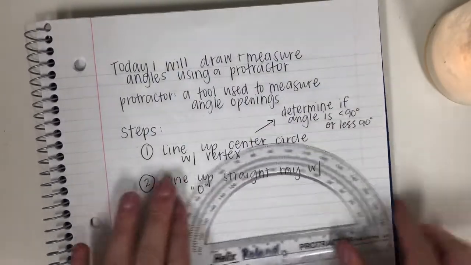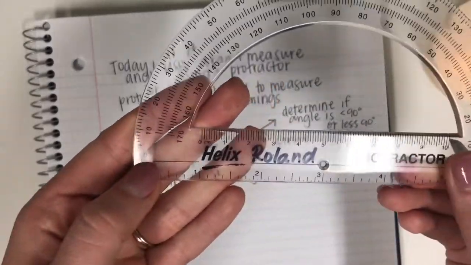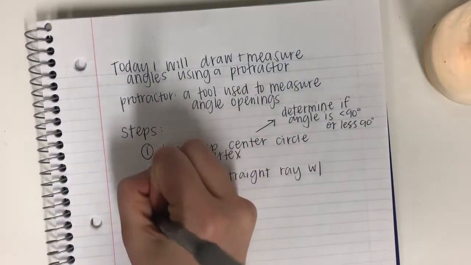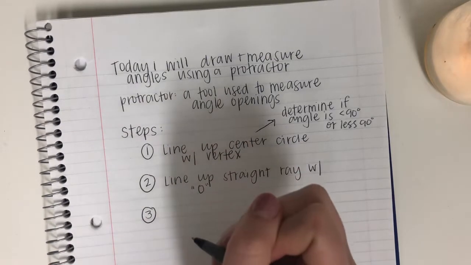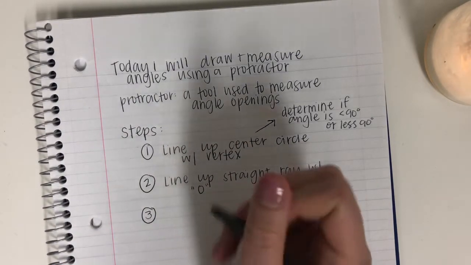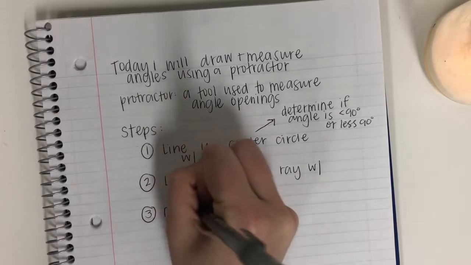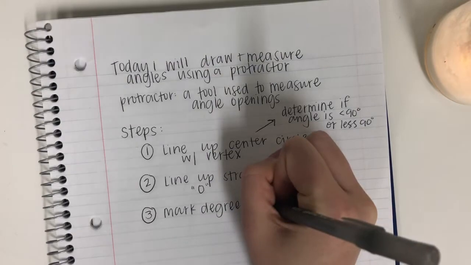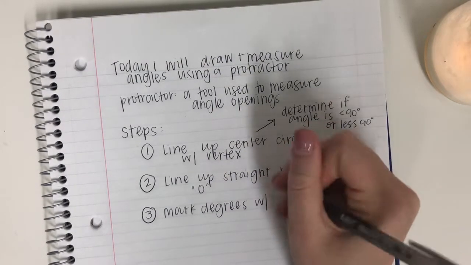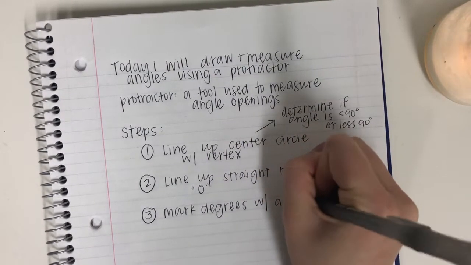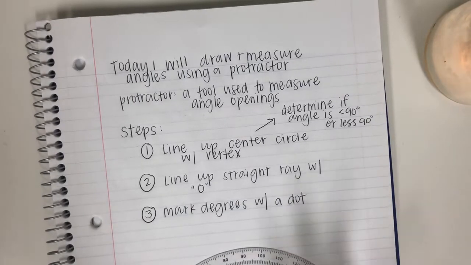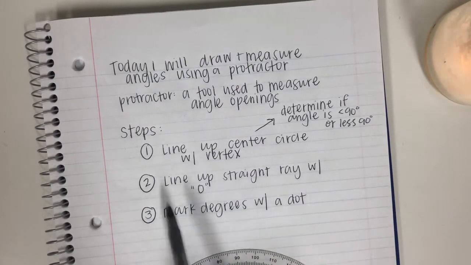So my 0 is here. If you can see, your 0 is right here. So you need to line up your bottom ray with this 0 right here. And then step 3, mark degrees with a dot. And 3 and 4 is only if you're creating an angle. If you're just determining what it is, then you would pretty much stop at 1 and 2.